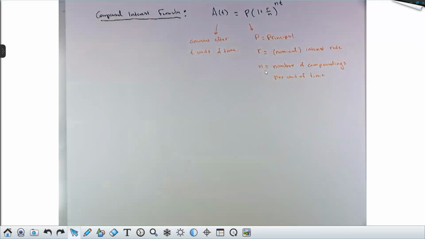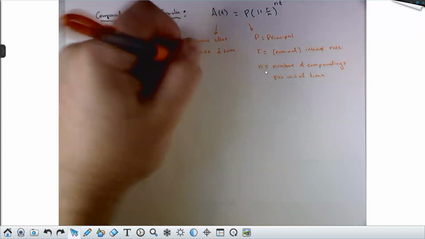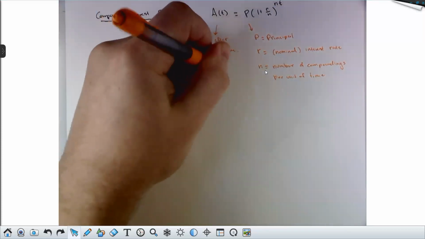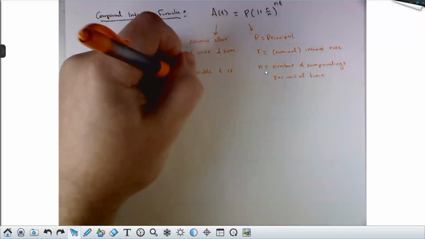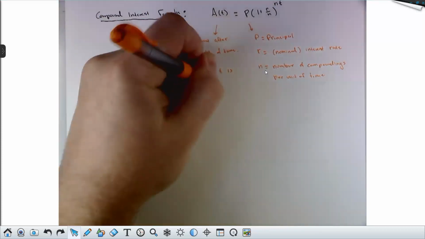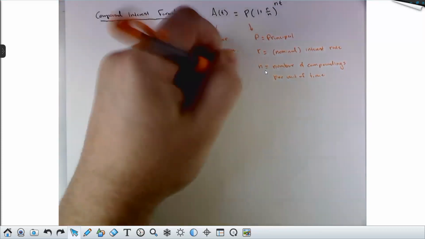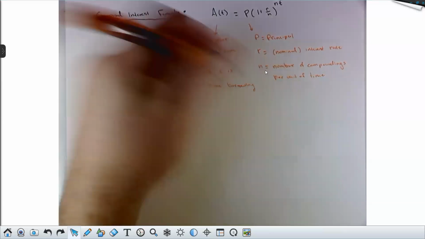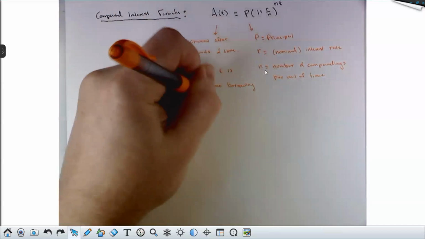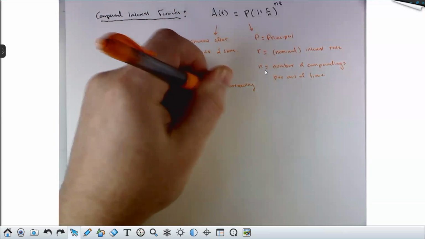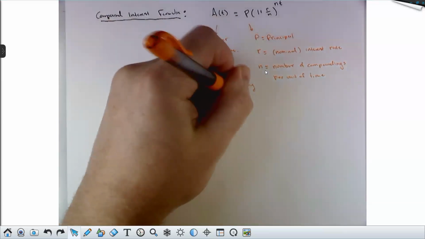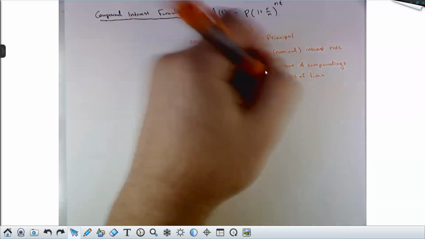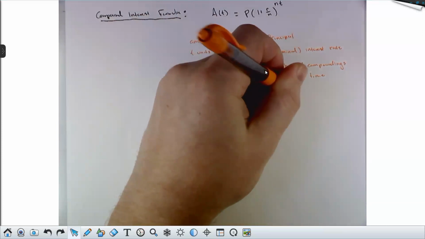And t, of course, the variable t, is the time since borrowing or depositing the principal. And it's usually measured in years.